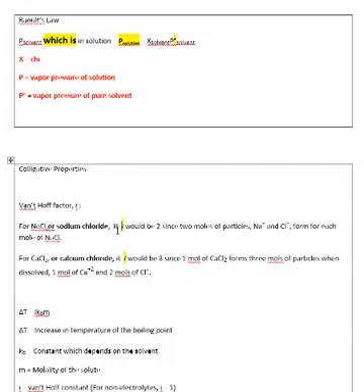So for sodium chloride, the Van't Hoff factor i would be 2, since 2 moles of particles, Na plus and Cl minus, form for each mole of NaCl. For CaCl2 or calcium chloride, i would be 3, since 1 mole of CaCl2 forms 3 moles of particles when dissolved, 1 mole of Ca 2 plus, and 2 moles of Cl minus.